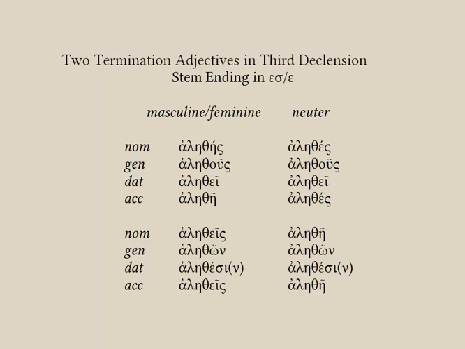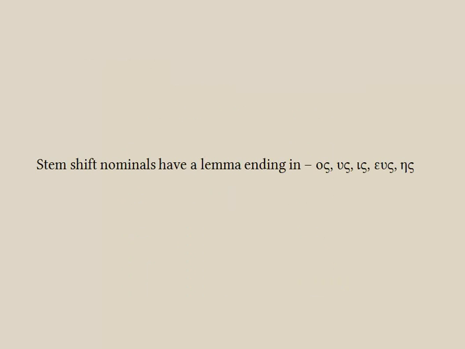Everywhere else, the sigma drops out, and so you're left with the stem ending in good old epsilon, like we saw in pattern 5. The masculine nominative singular has lengthened the epsilon to an eta, so it's distinguished from the neuter singular, nominative, and accusative forms. And so here's our other nominative singular form for third declension patterns that have a stem shift. So now we've seen all 5 of these patterns for nouns and adjectives in the third declension that have stem shifts that go back to lemmas that have these endings.